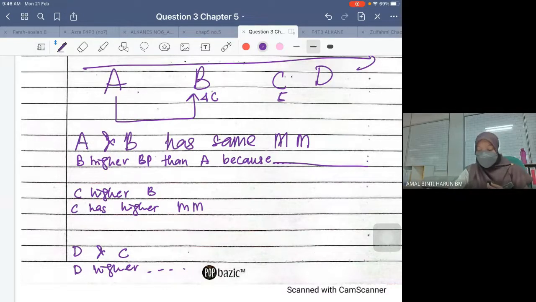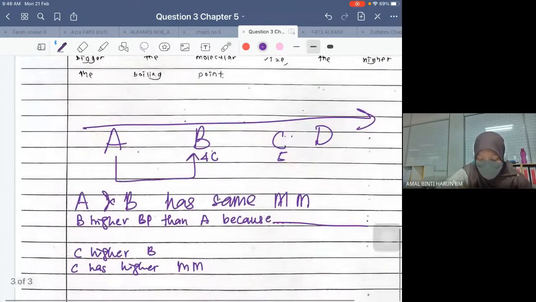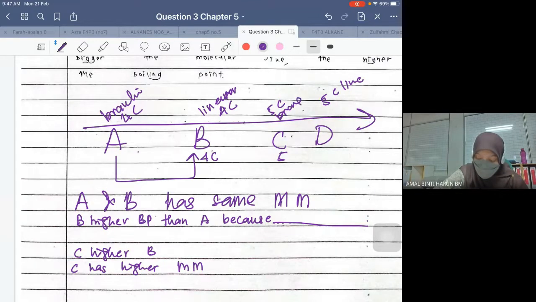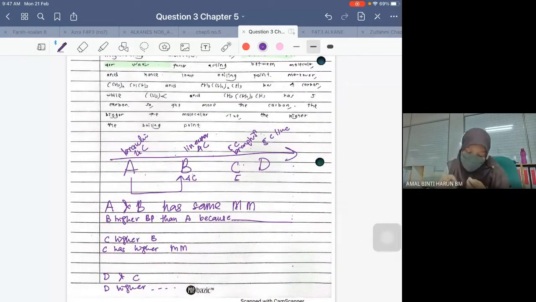Explain. Okay. So yang ni linear 4 carbon. Ni branching 4 carbon. Okay. 5 carbon linear. 5 carbon branching. Okay. You know the factor. So explain accordingly.